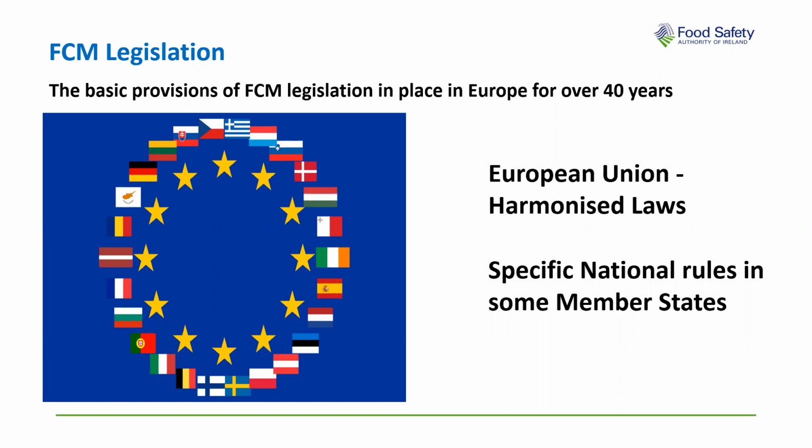And as such, member states have their own national legislation in place, which covers those specific FCMs which don't have harmonized laws at a European level. So, for example, in Germany, they have their own national legislation which relates to printing inks. In Ireland, we don't have any additional legislation outside of what's in the European Union harmonized laws. We just have the European laws.